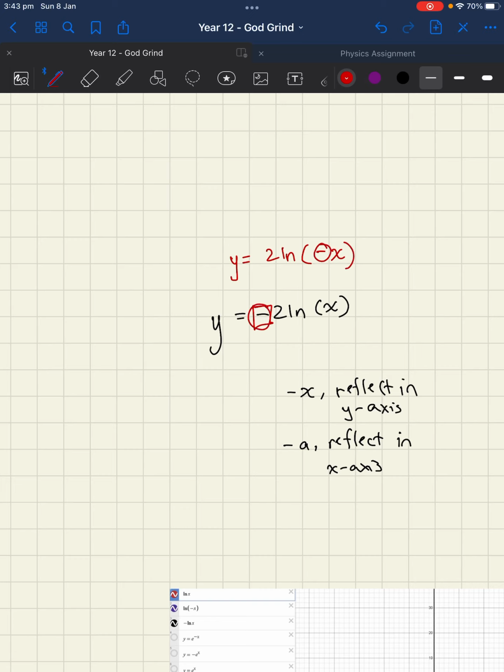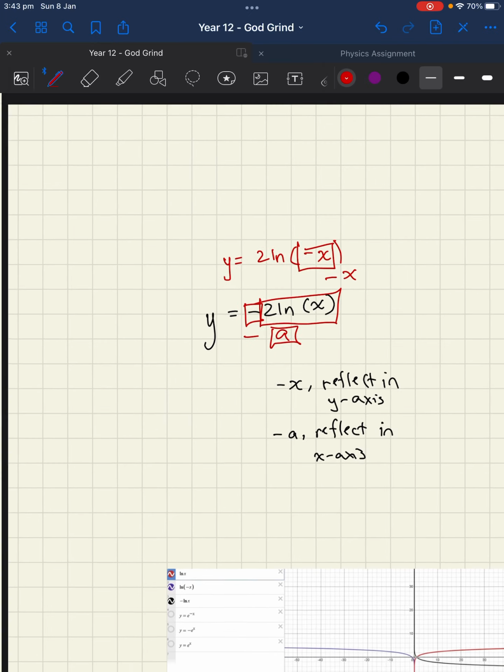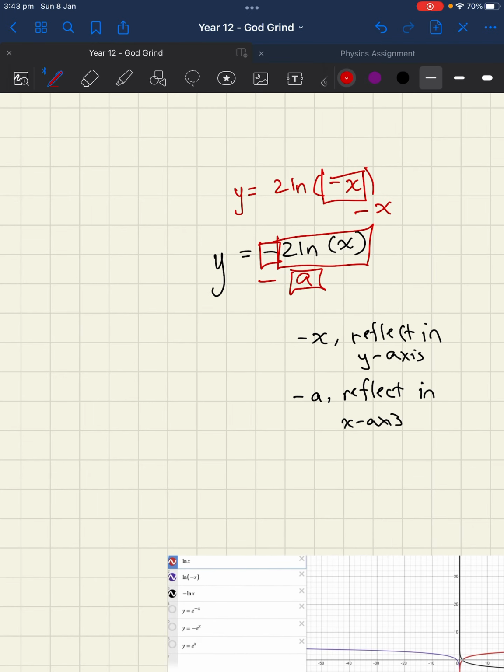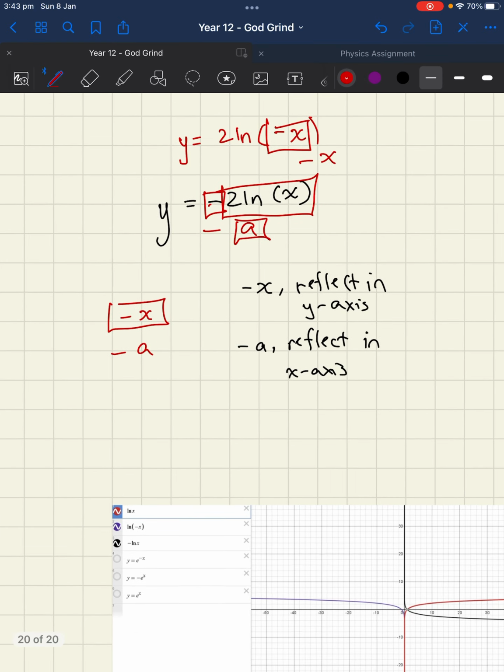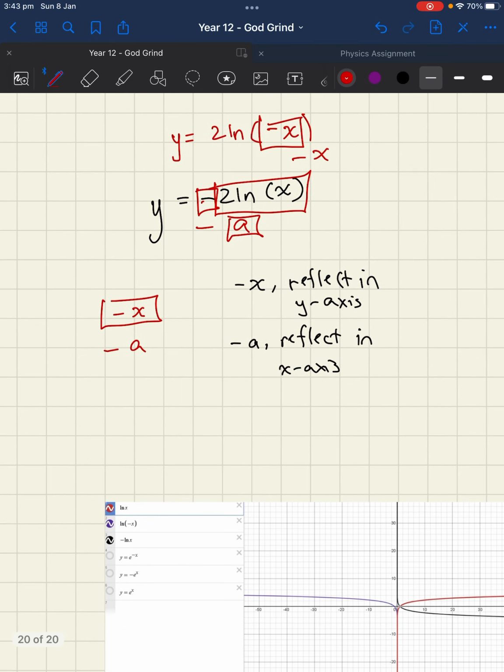What is the difference? Well, we can consider this whole thing as negative a. We can consider this whole thing right here as a. And we can consider this whole thing here as negative x, because how to really differentiate if it's a negative a or negative x is if there's a negative in front of the x, it's a negative x. If there's no negative in front of the x and it's on the outside, then it's a negative a. Really simple. You should be able to get that in your head.